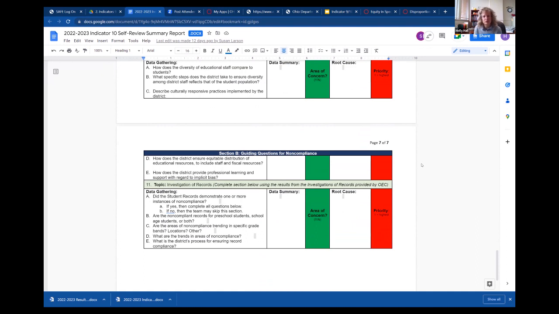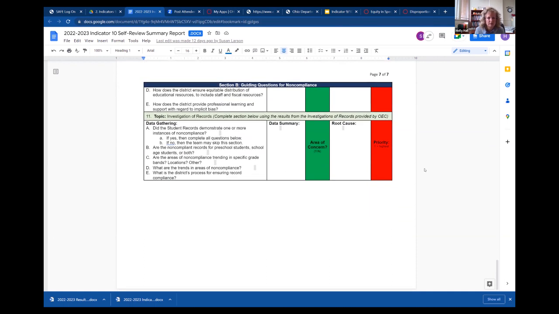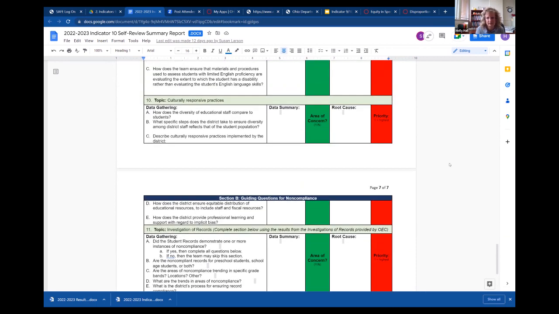And then what will happen as records are being provided to OEC, they will provide a sheet, if you will, that outlines all of their specific guidance and recommendations in terms of what were some of those areas of concern and/or non-compliance. And so we'll use that information to address item 11. And so that wraps up all of the topics for this particular indicator.